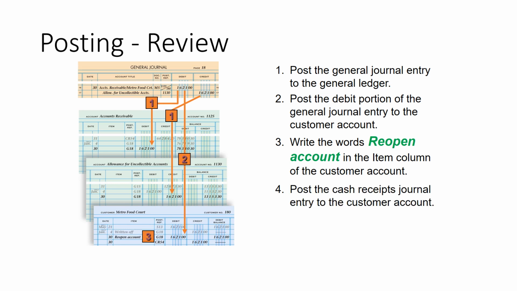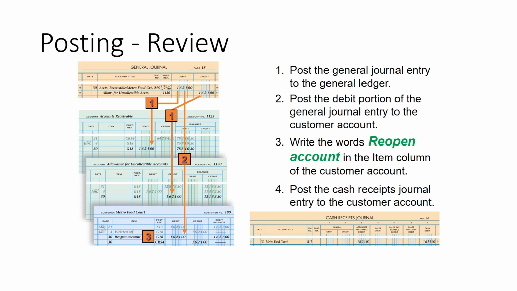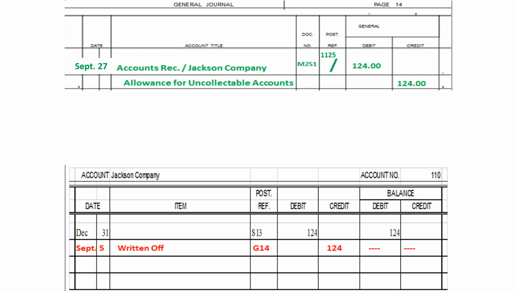Then what we'll do is we're going to then post the cash receipts journal entry to the customer account. So we're going to take that accounts receivable Metro Food Court, and we're going to post it over there. Now, we're not going to post the cash debit individually to the cash ledger because the cash debit amount is a column total, and that gets posted at the end of the month with the remainder of the cash receipts journal.